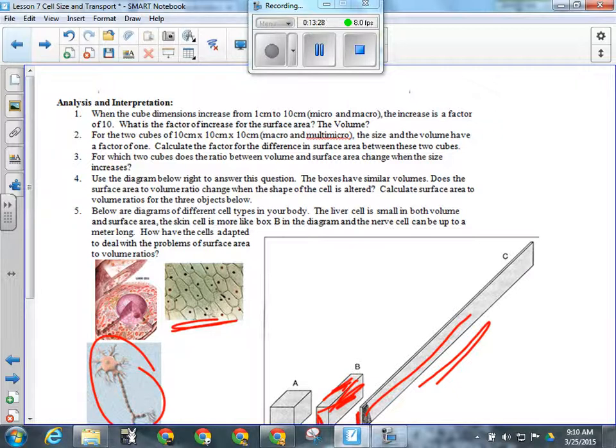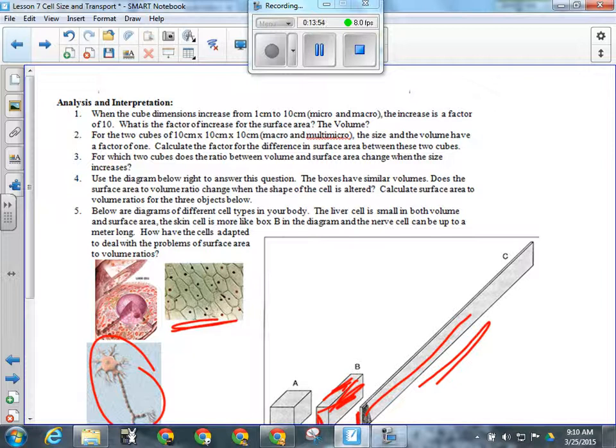For the analysis and interpretation, you're probably going to want to write a couple of things down for this just so that it makes sense, because the wording of these is not great. Number 1 is asking when the cube dimensions increase, and it says here from 1 centimeter to 10. We used micrometers, so you can just ignore that. Essentially, when I go from micro to macro, the sides increase by a factor of 10.